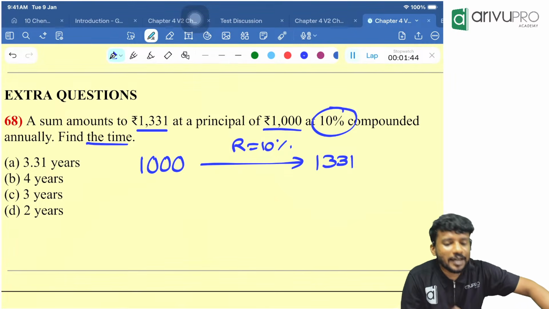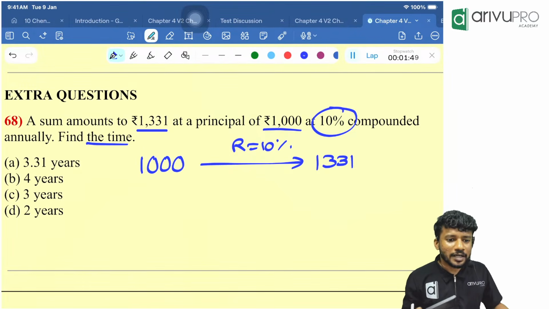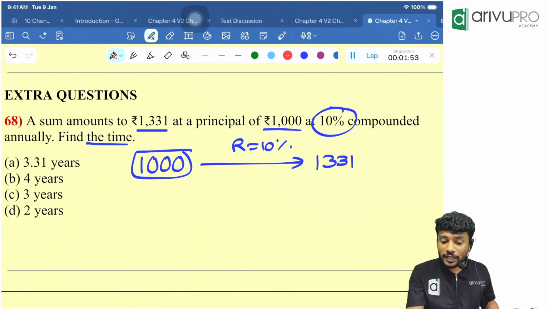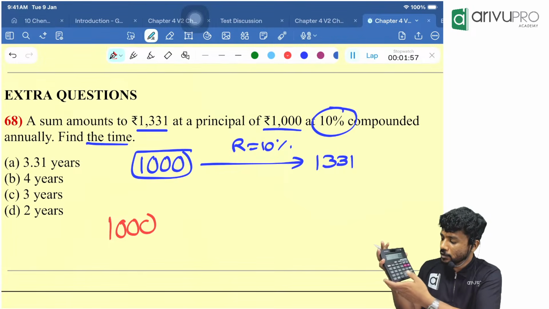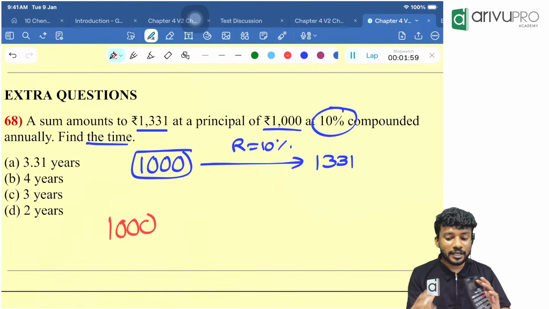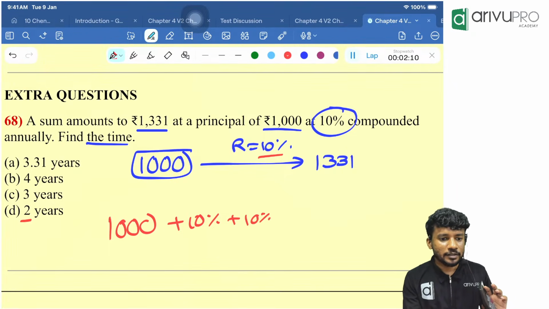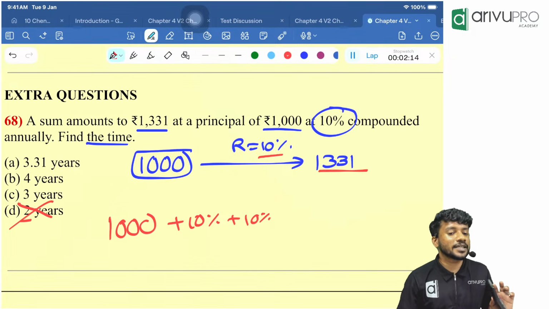Now we need to find the number of years. Will I use the formulas and all? If you want, you can. But I will not. I will type the principal on my calculator. Take your calculator and type that 1000. Then, the rate is 10 percent. We first check whether it is 2 years. Plus 10 percent, plus 10 percent. How much are you getting? 1210. Is that equal to 1331? No. Option D is wrong.